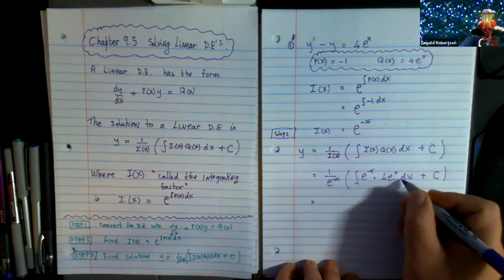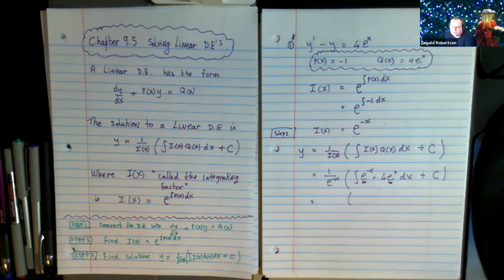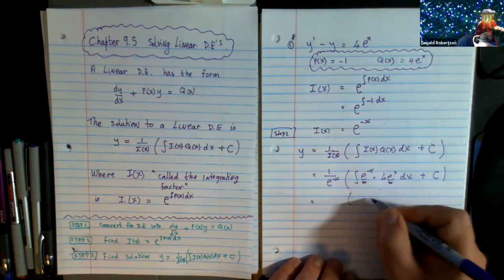Now this fella here combines with that fella there. And what do you get if you take an e to the negative x and you multiply it by an e to the positive x? What do you get if you multiply e to the negative x times e to the positive x? 1. Yeah, you get e to the 0, which is 1. So that basically means this integral is just 4.